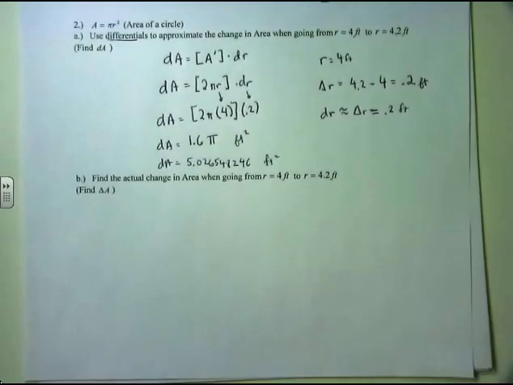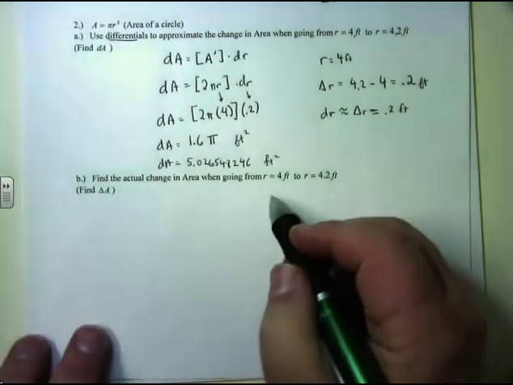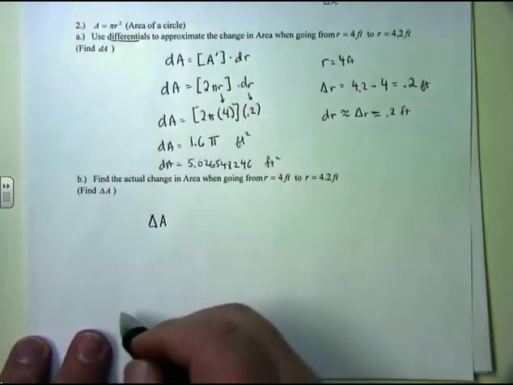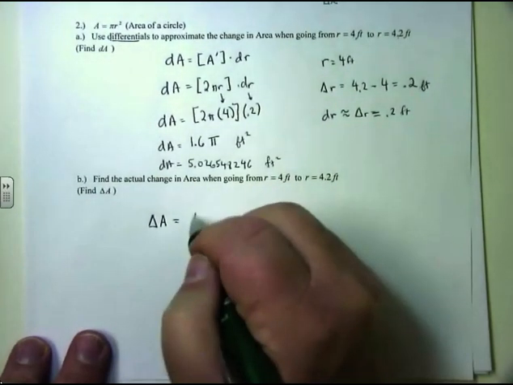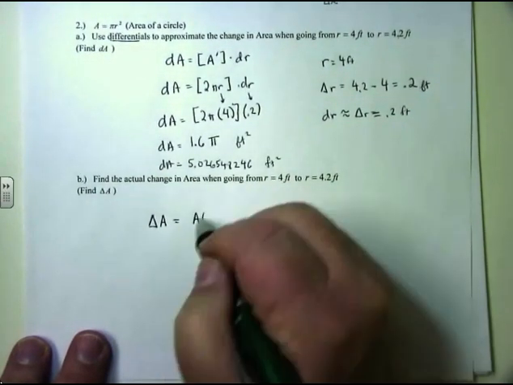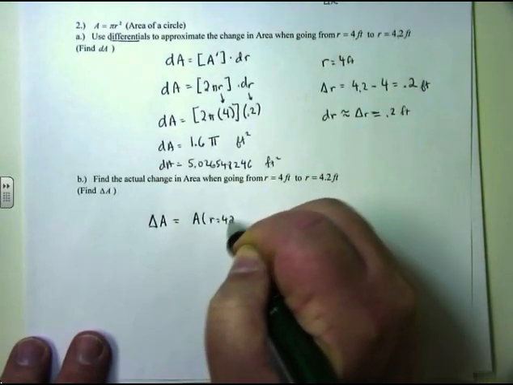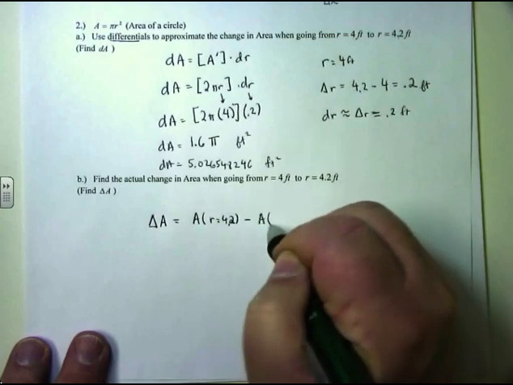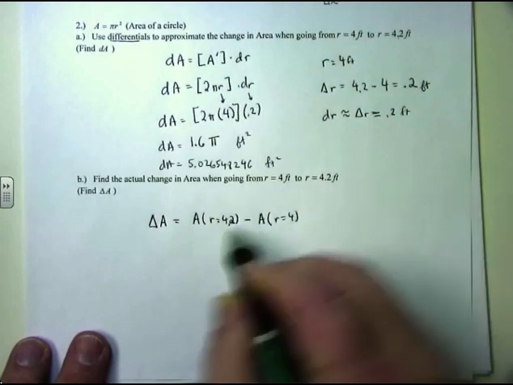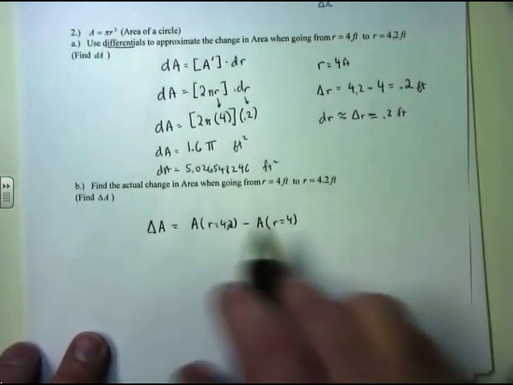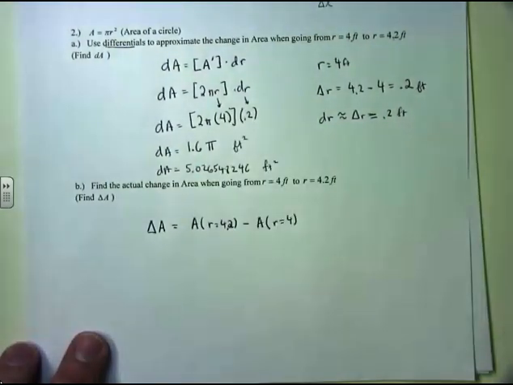But now, just to compare, I want to see how good this stuff is. Now, find the actual change in area. To find the actual change in area, this would be delta A, delta area. That would be the area at the end, when the radius was 4.2, minus the area when the radius was 4. This gives you the actual change in area. Now if I did this right, the answer I'm going to get down here should approximate this guy here.